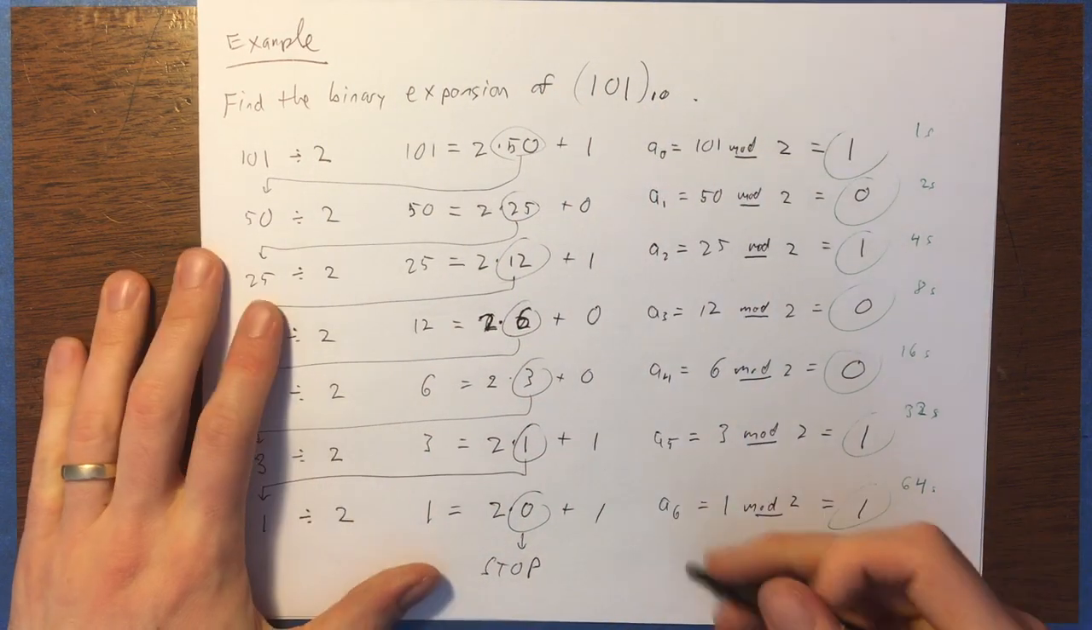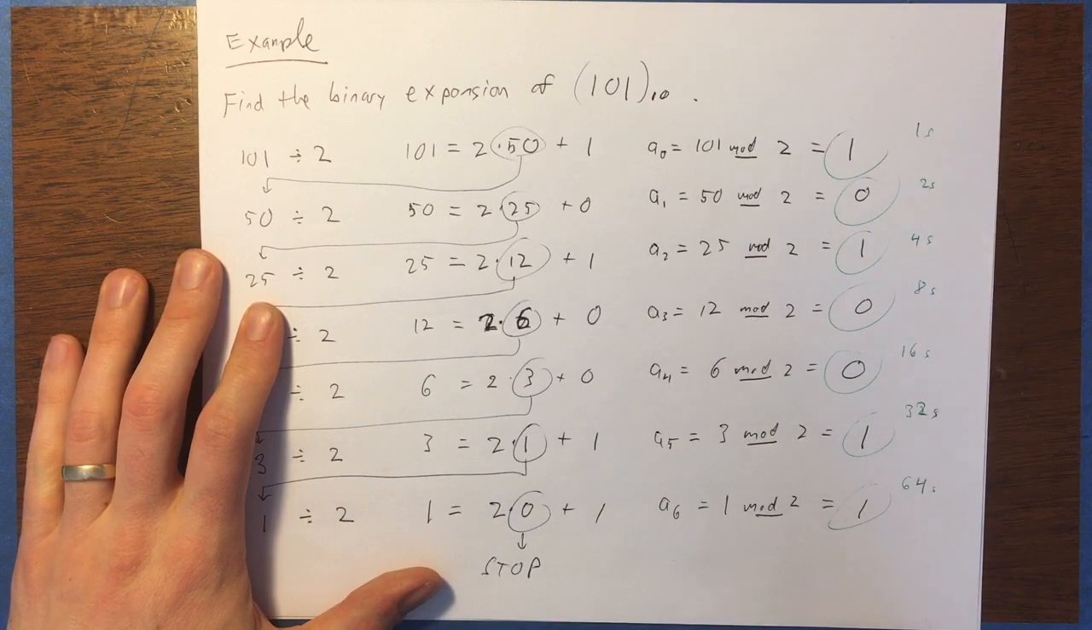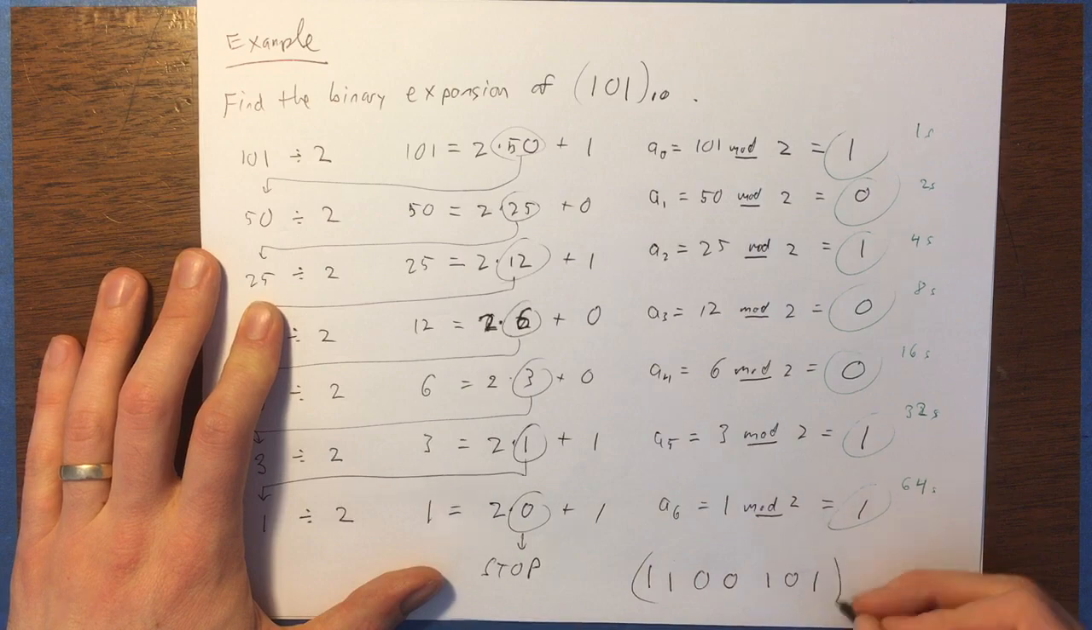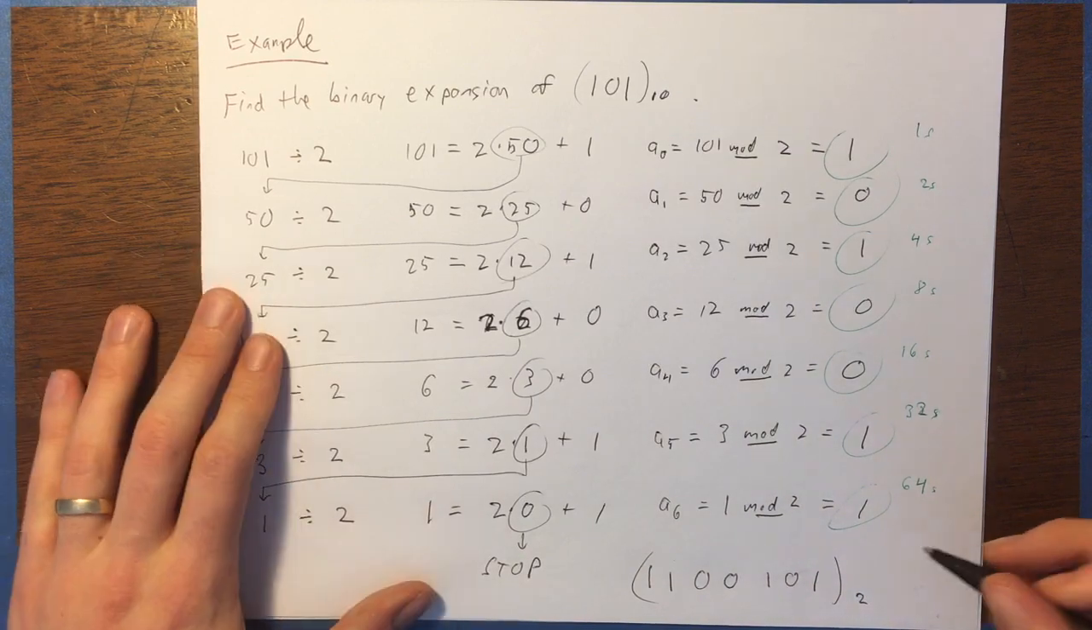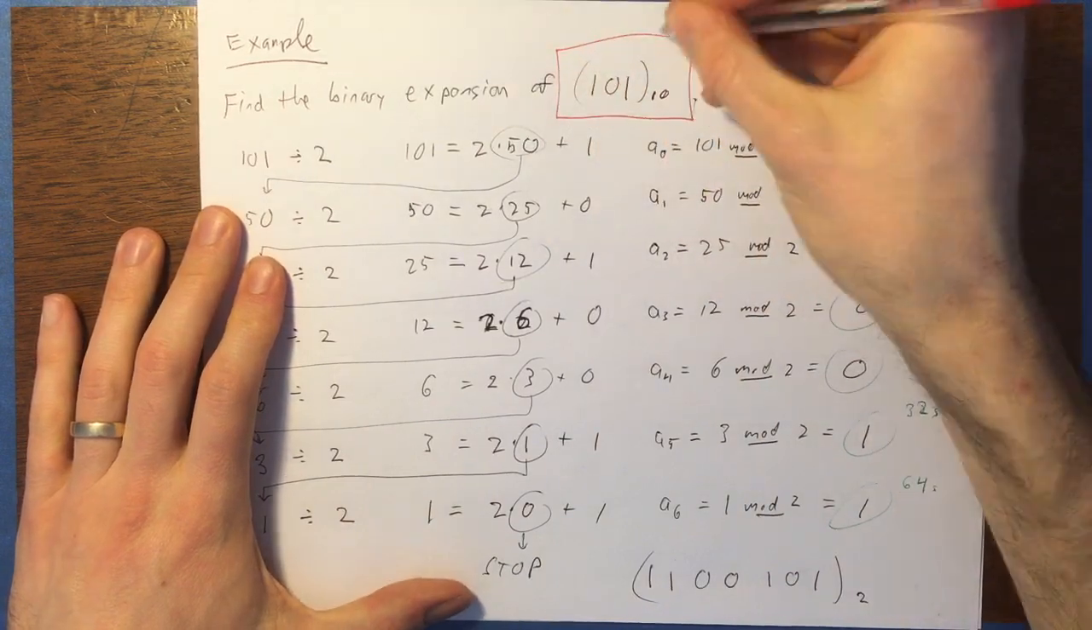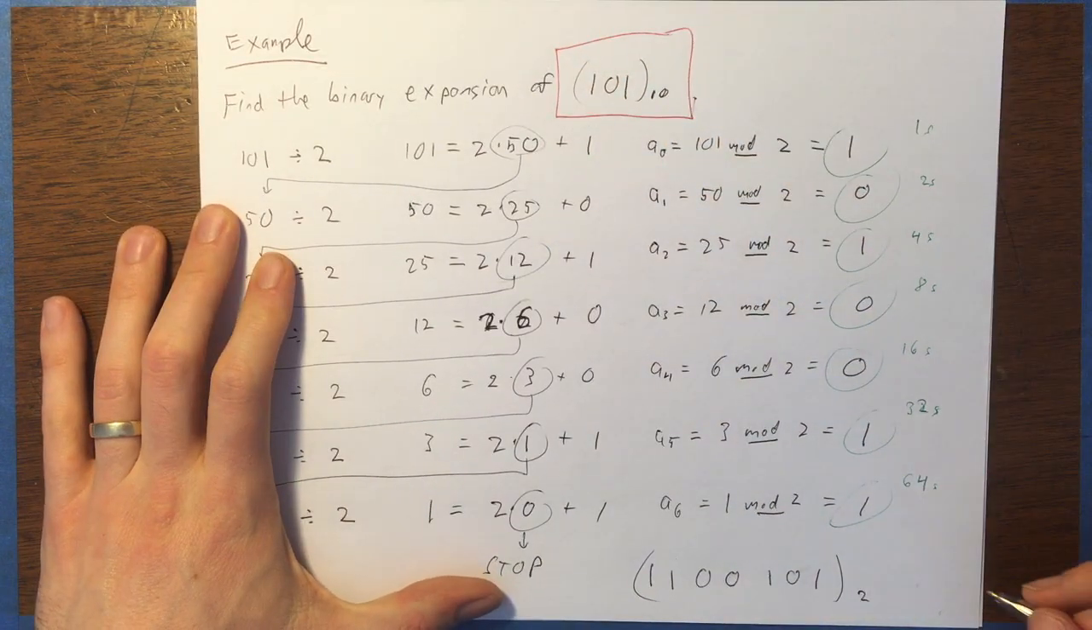So it's going to be, bottom up, 1, 1, 0, 0, 1, 0, 1. And that is the answer. 101 in base 10 is 1, 1, 0, 0, 1, 0, 1 in base 2.